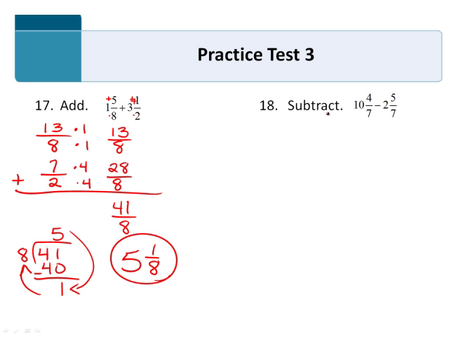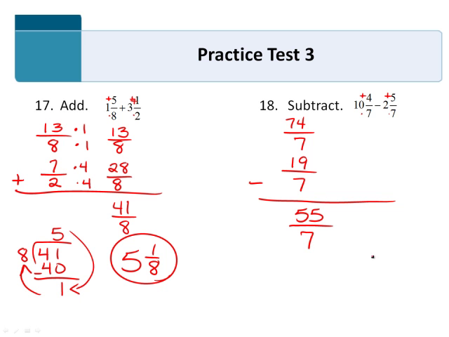Look at number 18. 10 and 4/7 minus 2 and 5/7. I don't need to change the subtraction sign because 10 is bigger than 2. So I can just go ahead and work it the way it's written, changing those to improper fractions. 7 times 10 is 70, plus 4 would be 74 over 7. And 2 times 7 is 14, plus 5 is 19 over 7. The nice thing here, common denominators. So now we subtract 74 minus 19, and that gives you 55 over 7.